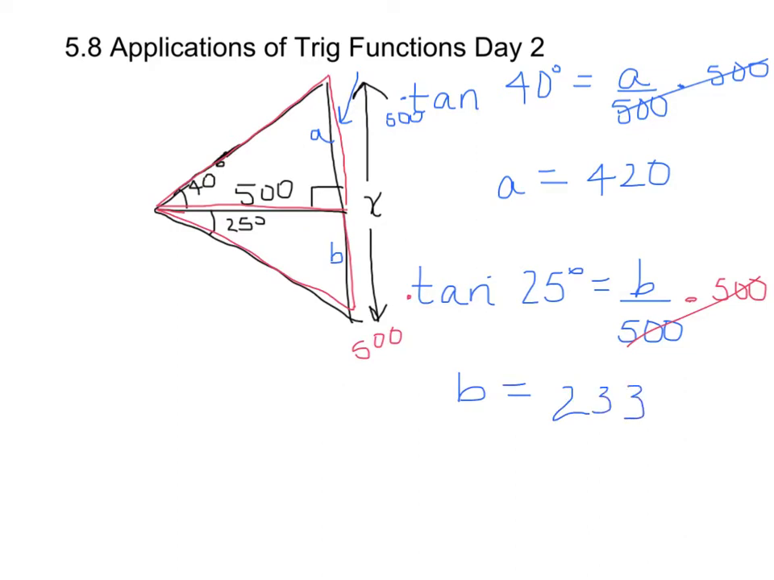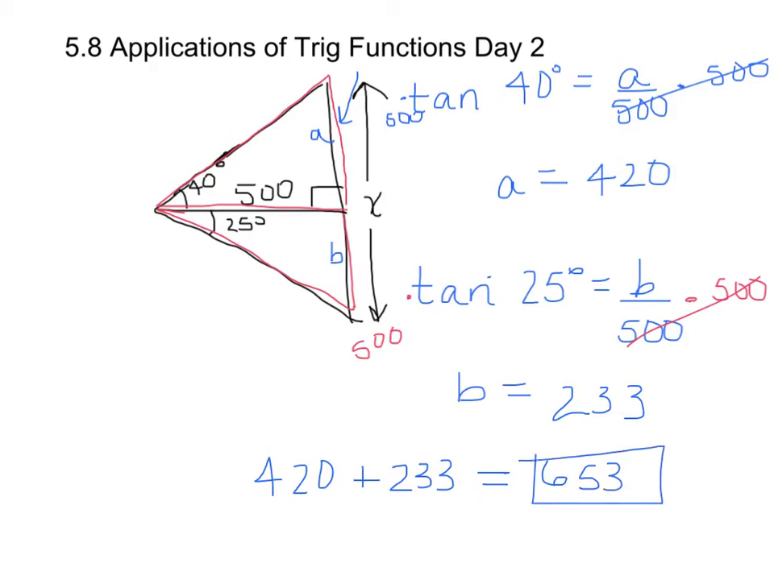233. And so once you get those two values, we'll just add them together, and that'll give you the entire length, which will be x. 653 units. And there's an example of two triangles together. We'll try another one.